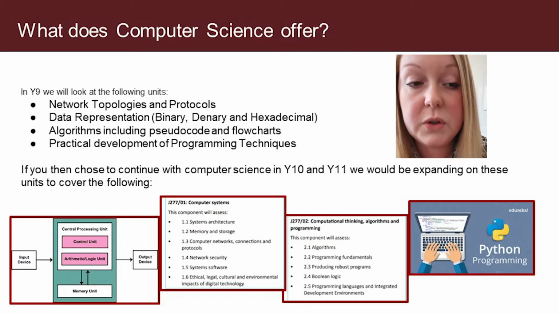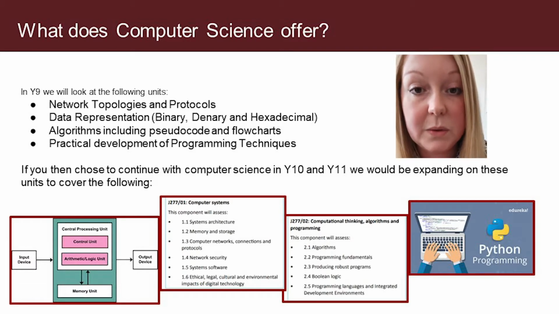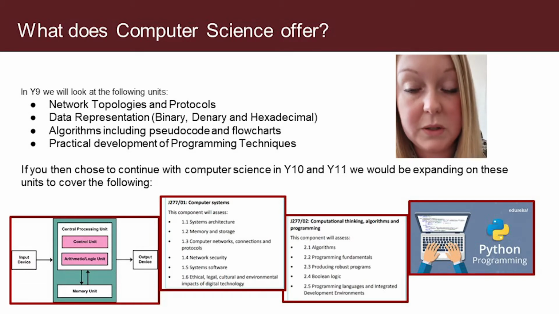So when you choose to study under the ICT faculty, you would cover computer science, business studies and iMedia. Should you choose to then study them further, so into year 10 and 11, you then get to pick between those individual subjects rather than doing all three like you would in year 9.